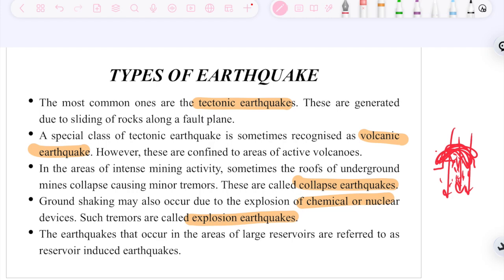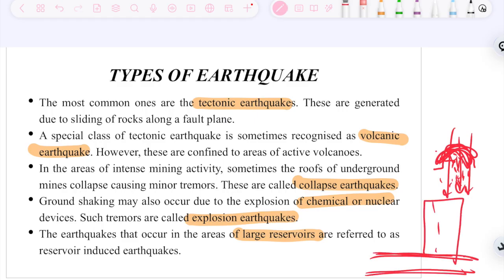The earthquake that occurs in the area of a large reservoir. Now this is very important to understand. Think that this is a surface. Now there is a large dam here. All the weight of the dam is put upon these rocks. At one point, the rocks will not be able to hold the weight of this huge amount of water. Thus they will break. And this is why dams can also lead to earthquakes. This is called reservoir induced earthquake.